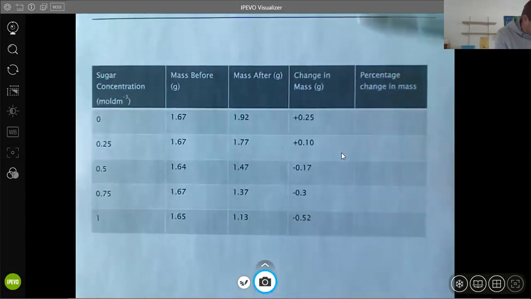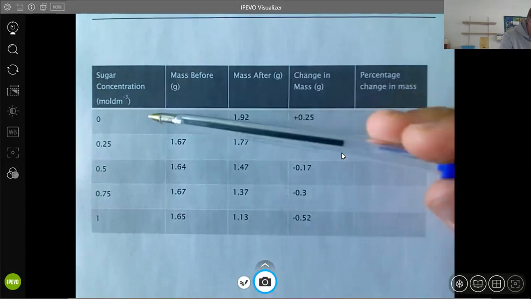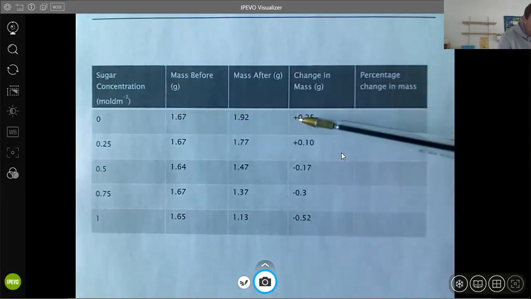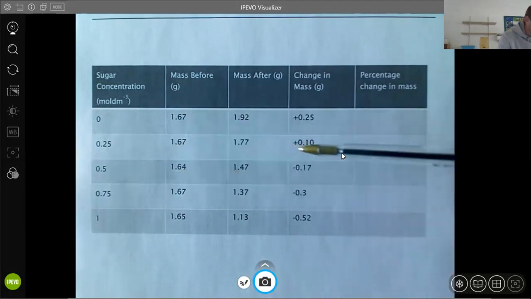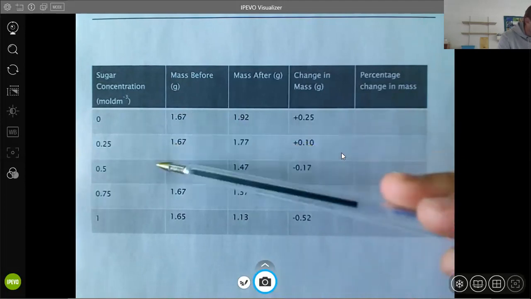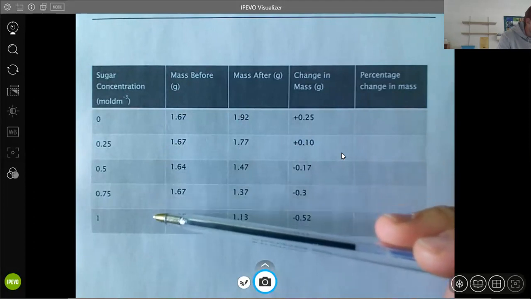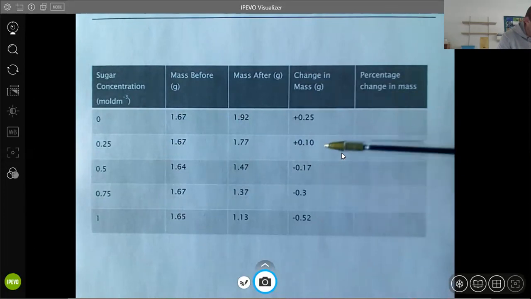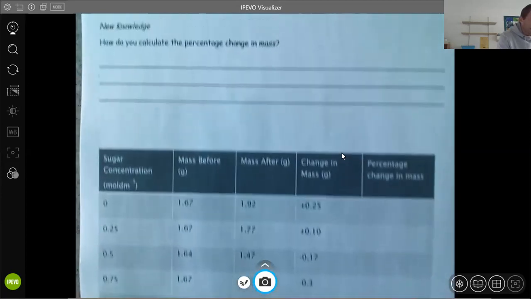We can see that at low concentrations of sugar, so pure water, the potato got heavier, and even at quite low concentrations it got heavier as well. But as we increase the concentration of sugar, it's lighter and lighter and lighter. It loses mass here. So we've got negative numbers and positive. We've got a column here called percentage change in mass. It might be new to you, but in a second I'll explain how we work that out.